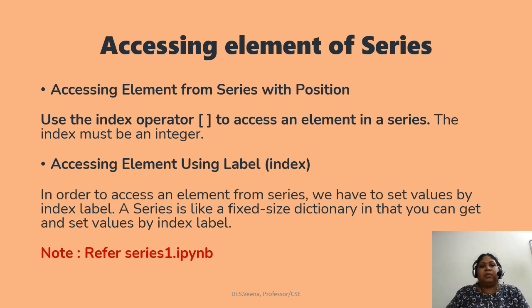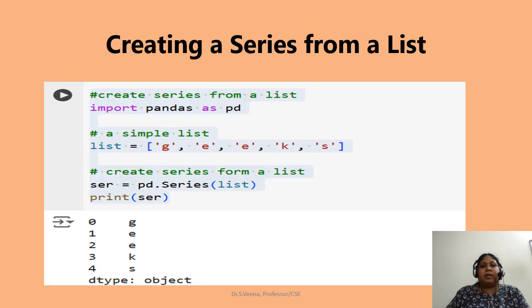Accessing elements from the series. We can use the index operator to access an element in a series, or we can also use a label. We are going to create an index label for each and every element in an array, and then we're going to access it using the label. So we'll see with an example.